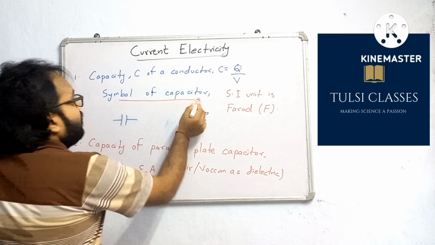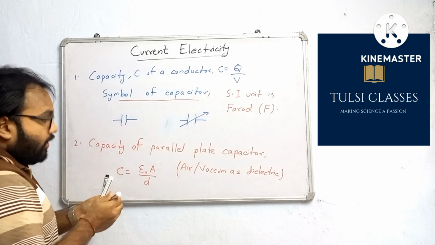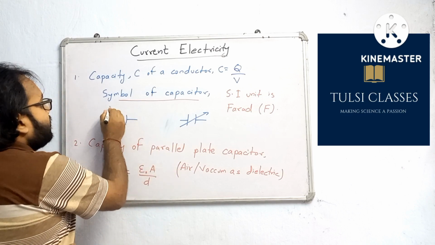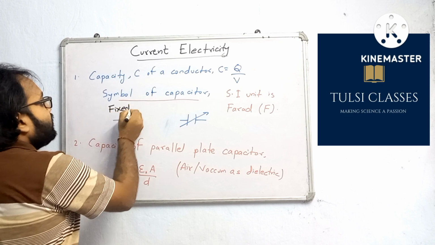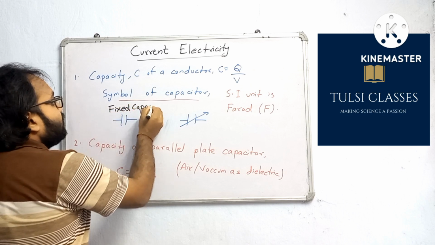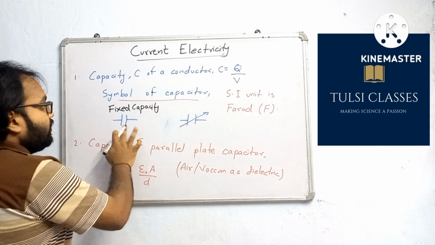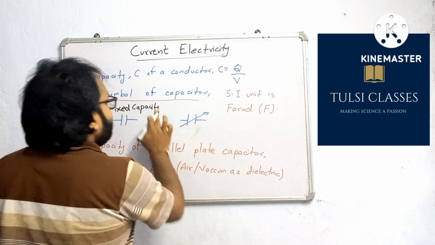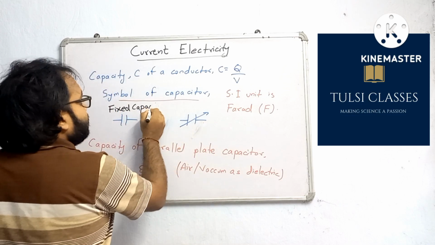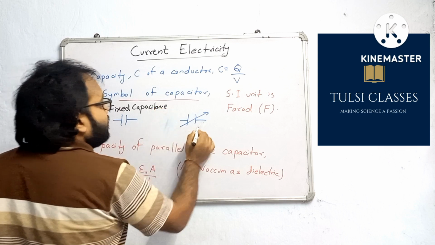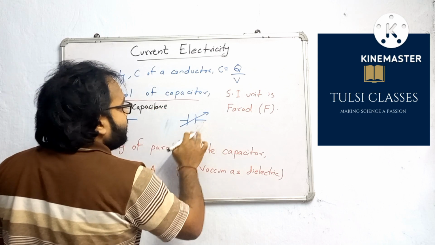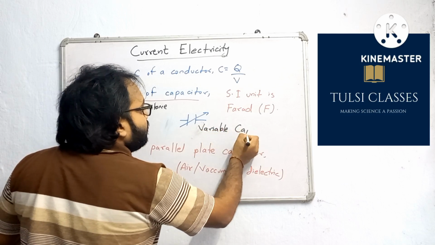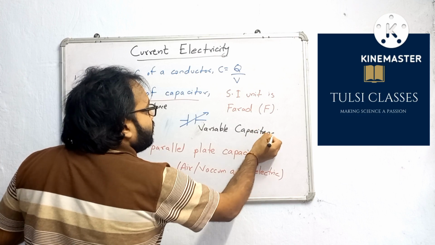And the symbol of a capacitor is this one. Now, why have I drawn two symbols? If in the exam the symbol or the difference is asked, then this is for fixed capacitance, and this is for variable capacitance. That's why the arrow is there. Two symbols are there.